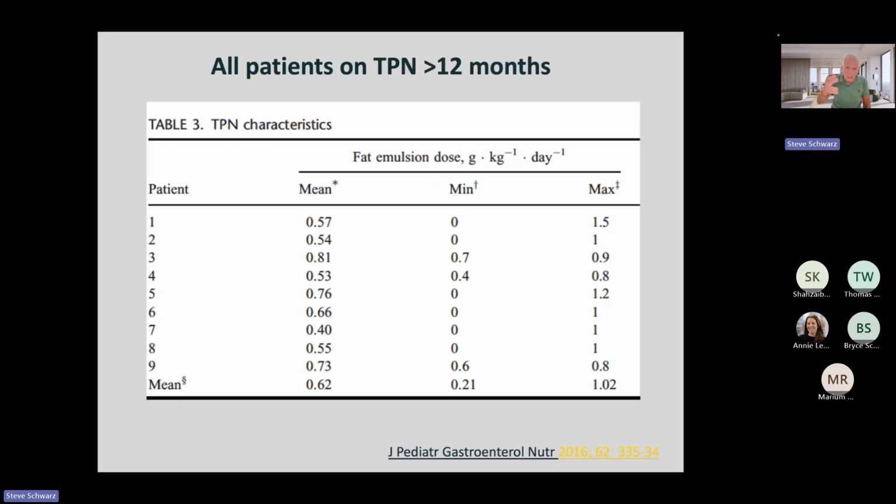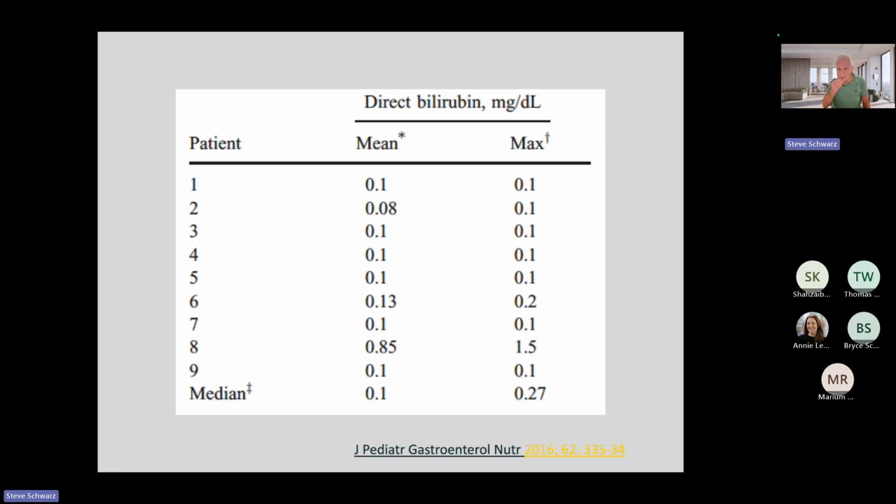And again, this is all patients on TPN more than 12 months, and you can see that all of them were getting less than 1 gram per kilogram per day of lipid. This was as Intralipid. The direct bilirubin, as you can see here, the maximum was very low.